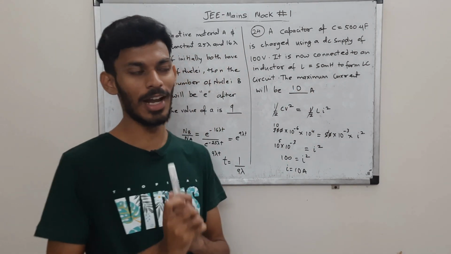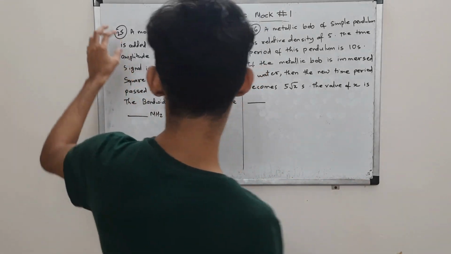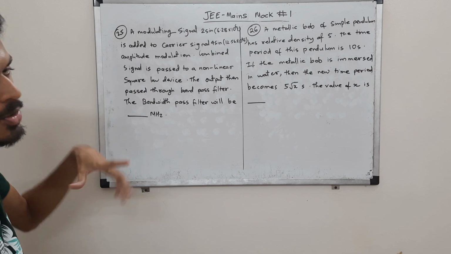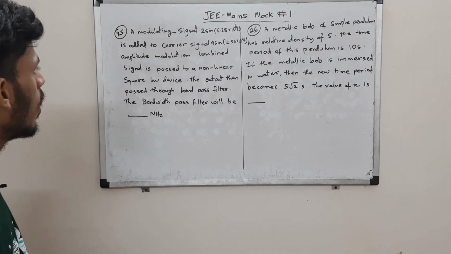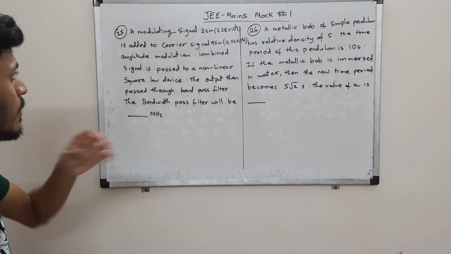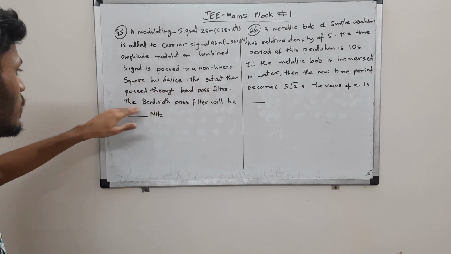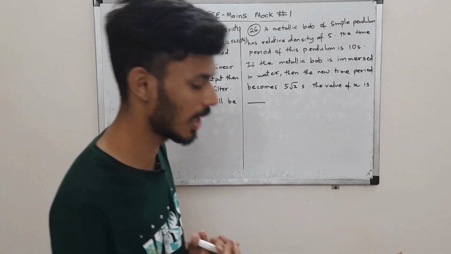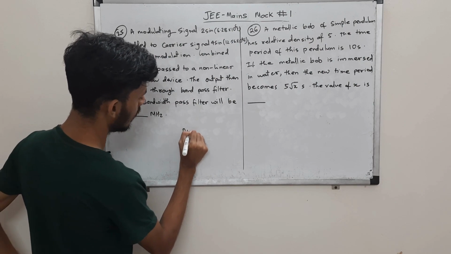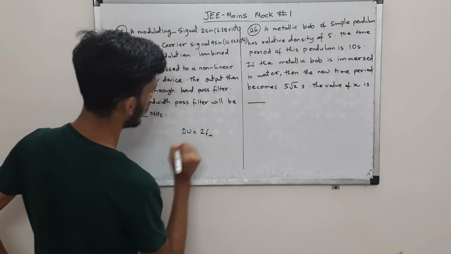Let's move to questions 25 and 26. In question 25, we are given a modulating signal and we are also given a carrier signal. This is used for amplitude modulation, as you might know. So you are supposed to tell what is the bandwidth of the pass filter. It's made to pass through a non-linear square law device and all of that. So you are basically supposed to find the bandwidth. One important point to remember about bandwidth is that it only depends on the modulating frequency. It's given as 2 times the modulating frequency.